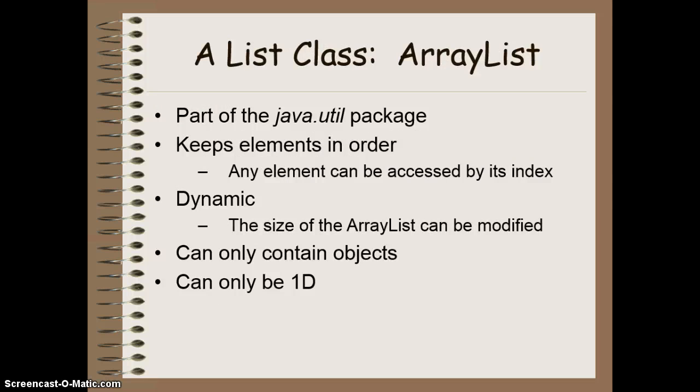Let's look at these in a little bit more detail. So we'll start with the ArrayList. All three of these classes are actually part of the java.util package. An ArrayList specifically will keep your elements in order, just like an array would. Any element can be accessed by looking at its index. So the indexes go from 0 to whatever, and that keeps track of all of your elements in that order. Again, the difference between this and an actual array is that it is dynamic. The size of the ArrayList can be modified in real time as we go through our program.